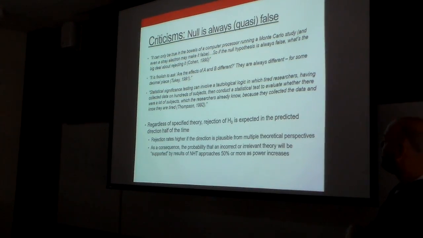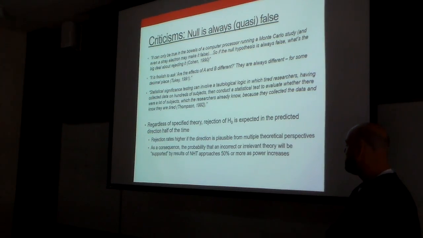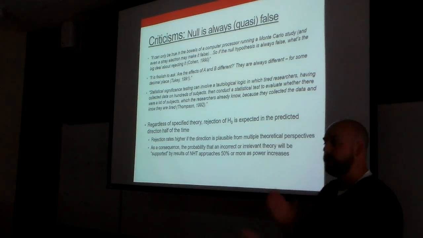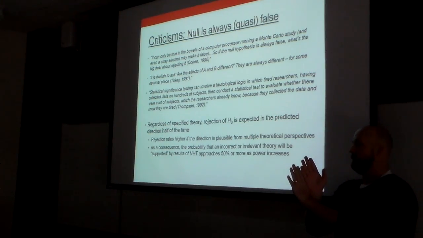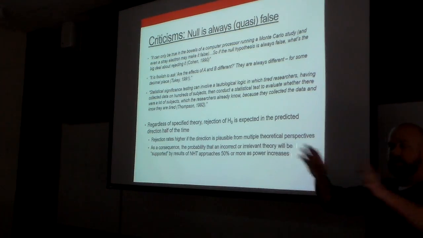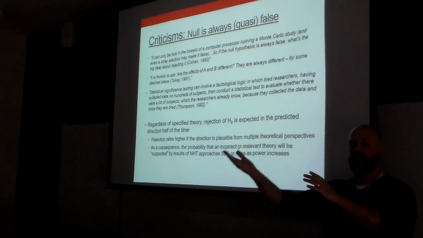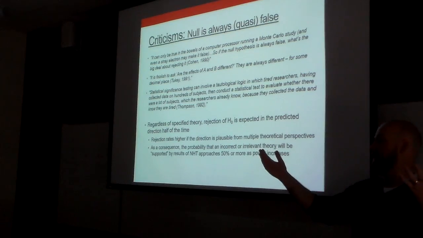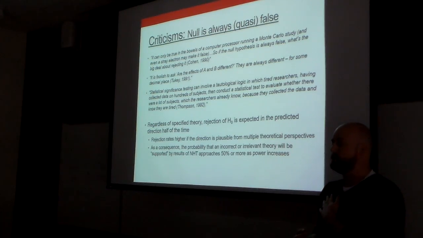Some of the stuff that Meehl is talking about in some of these papers: regardless of the specified theory, rejection of the null hypothesis is expected in the predicted direction half of the time, right? If group A and group B are never exactly equal, if one's always going to be bigger than the other one, then assuming there's in actual fact no reasonable difference, half the time we're going to fall on this side, half the time we're going to fall on the other side, right? But we start to get rejection rates higher if the direction is plausible from multiple theoretical perspectives.